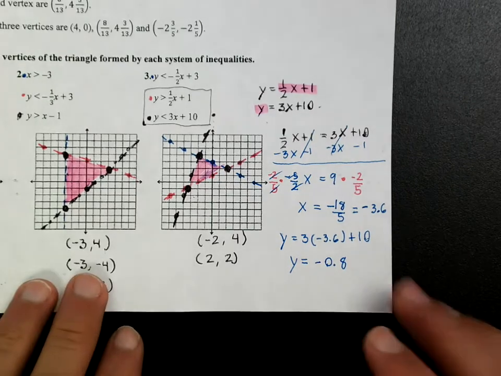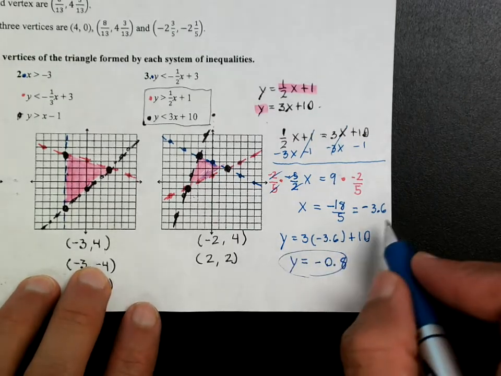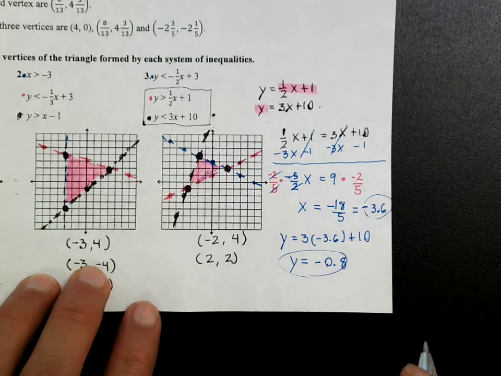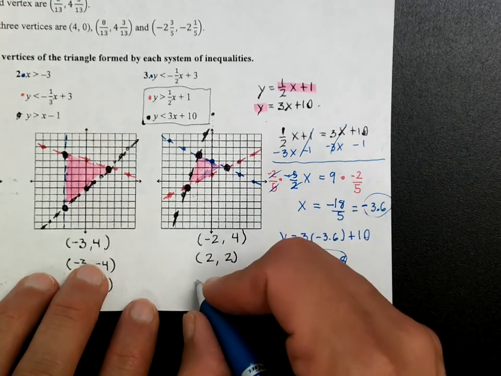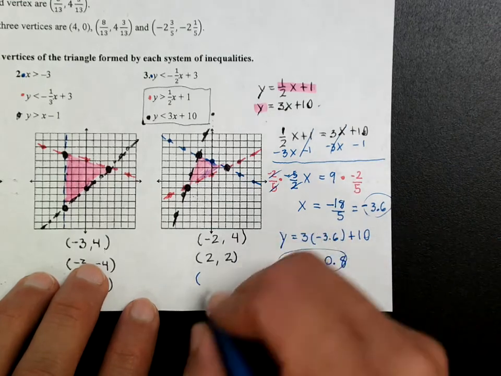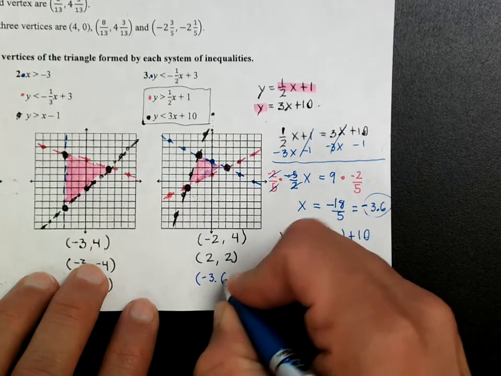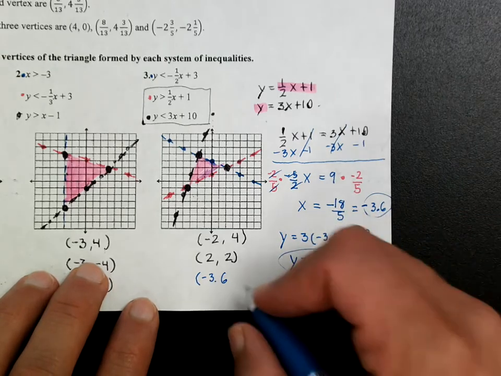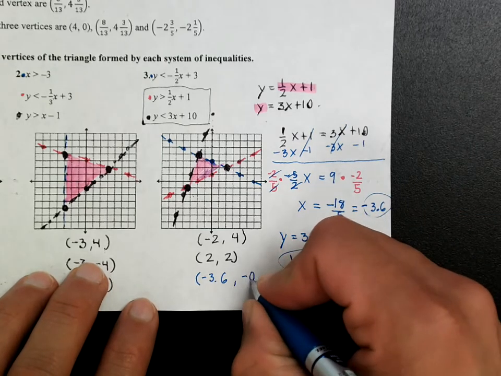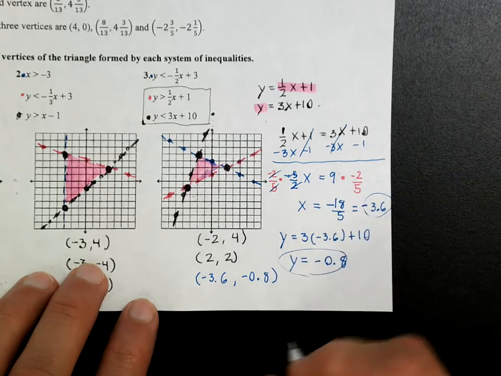Okay, so this is your y coordinate and that's your x coordinate. So that's actually the coordinates of that intersection right there. So that point right there would be negative 3.6, comma negative 0.8. So that's the coordinate at that point.